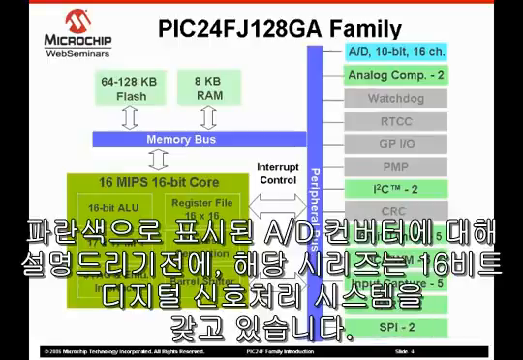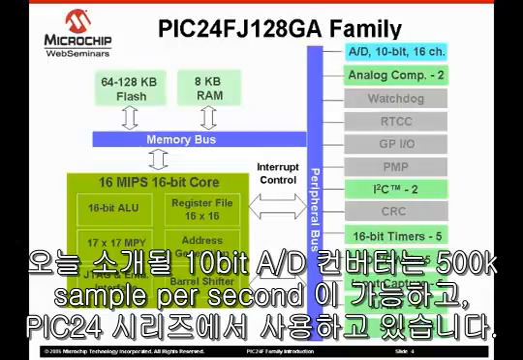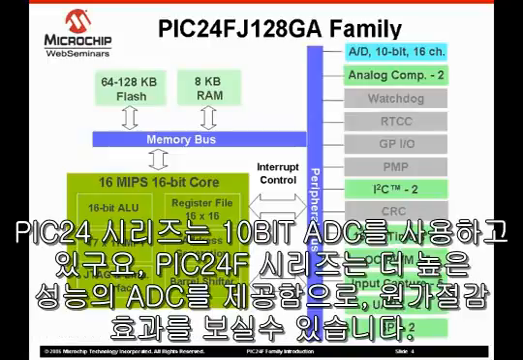Microchip utilizes a couple of A to Ds in various 16-bit microcontrollers and digital signal controllers. Today we will cover the 10-bit 500K sample per second ADC being used in the PIC24F family. The PIC24F 10-bit ADC was selected for the PIC24F to provide a high-performance ADC that supports a cost-effective solution.